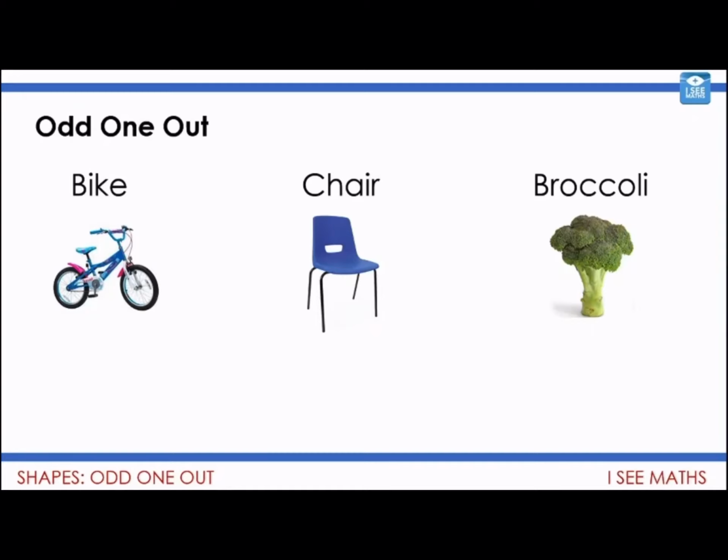No, hang on a minute. The bike's the odd one out. Because the chair and broccoli you might find in the school hall at lunchtime. But you wouldn't find a bike there. Well, so I managed to find a reason why each one might be the odd one out.